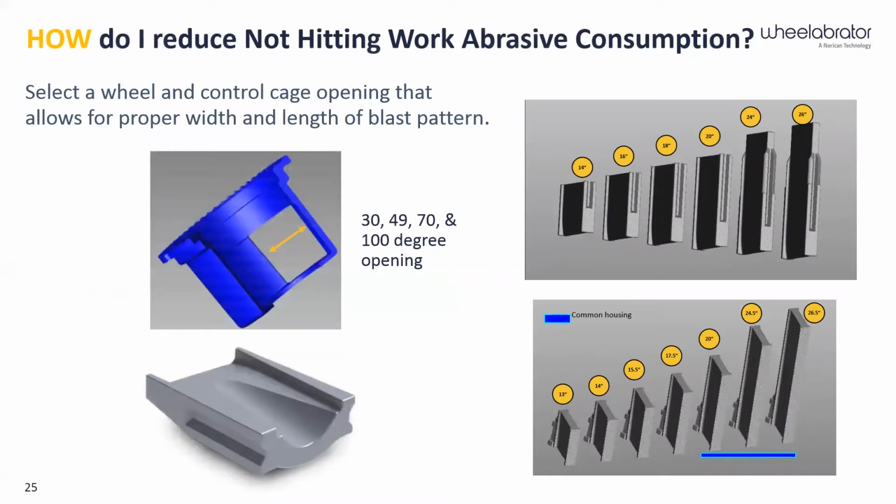On the left-hand side, the control cage. The control cage is what aims the abrasive. It's what's used to target it. It's the stationary part in the wheel, the relation of where that abrasive comes out of there and is first introduced on the blade.